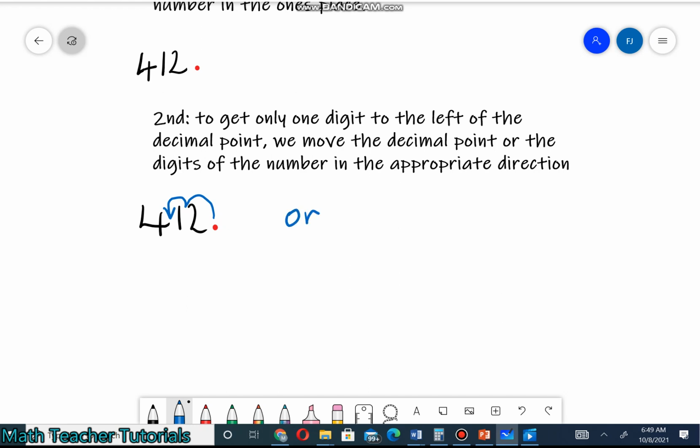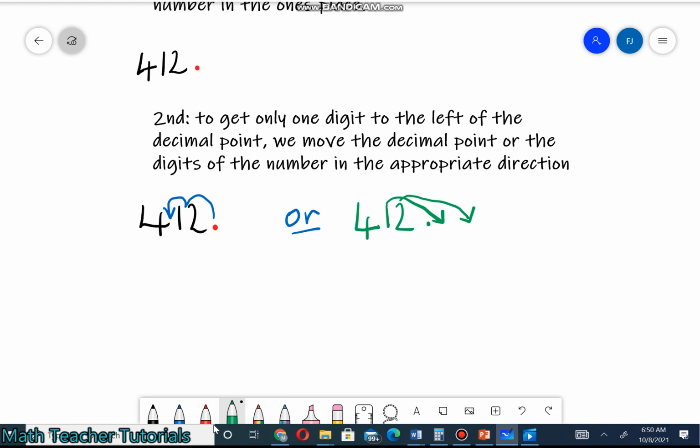Or if we had the same 412, and we know the decimal point is to the right of the 2, as it is as a whole number, we could move the digits of the number. So we would move the 2 and place it here, and we would move the 1 and place it here.